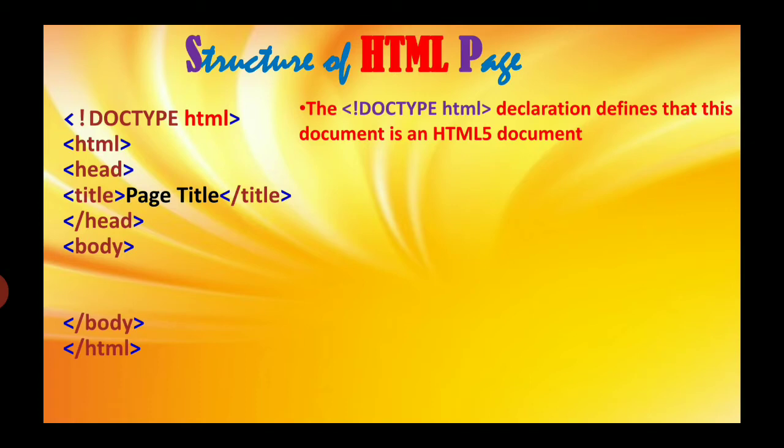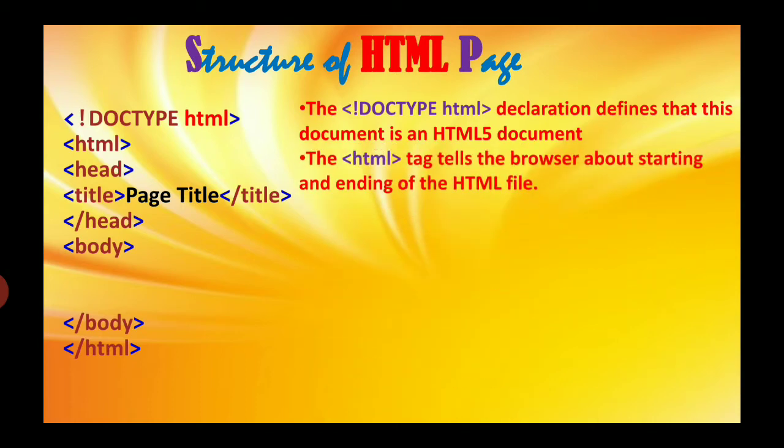Next, which we will write after that is the html tag. Tags are always written in angular brackets, less than and greater than. You can see html is written in less than and greater than symbols. So that is a tag. So html is a tag. Okay. So the first thing you will write is html. Now what is this html? The html tag tells the browser about the starting and ending of the HTML file.